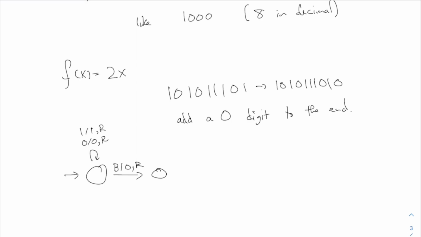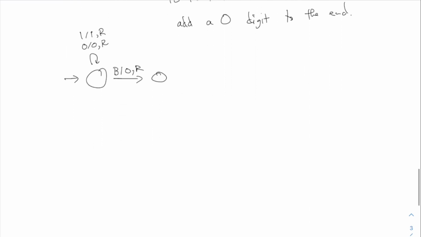So a Turing machine can indeed multiply a number by 2. You can tell your mom what you learned today. I learned that a computer can multiply a number by 2. It's true. What about, let's try something a little bit more interesting. To your mom, this might sound easier. It's actually harder. What about f of x equals x plus 1? Add 1 to a binary number.